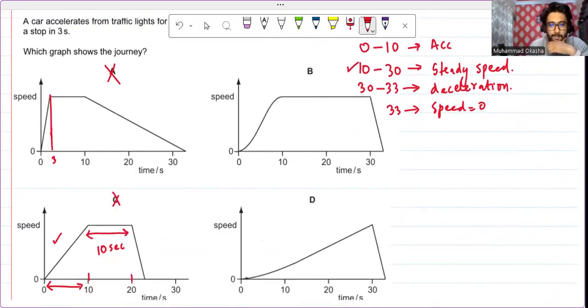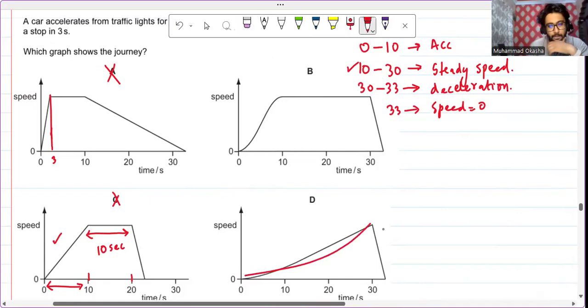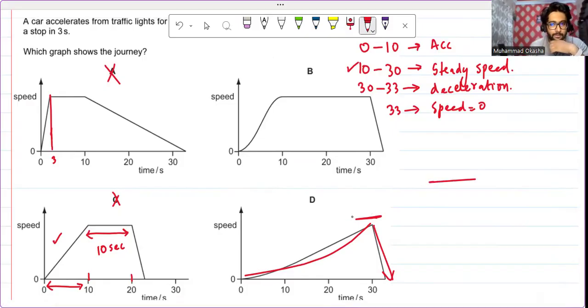If you look at C, it shows increasing acceleration, and then sudden deceleration. It does not show the steady speed in the middle. Steady speed is represented as a horizontal line, so D would be incorrect. Okay, let's take a look at B.